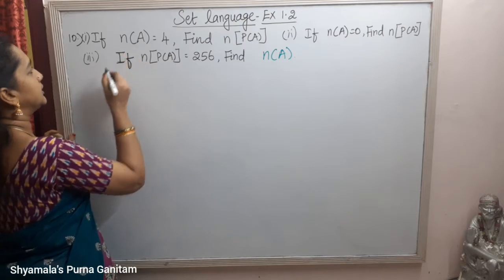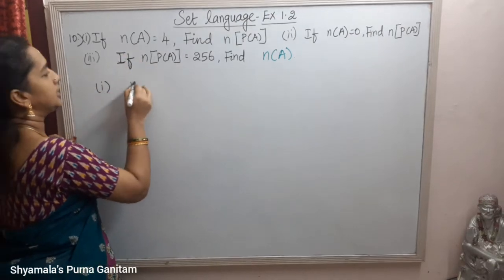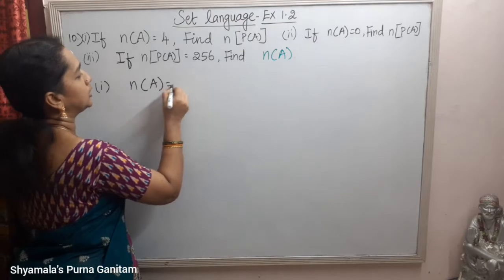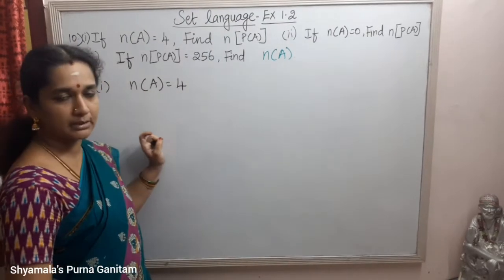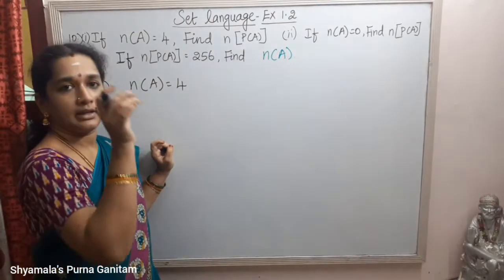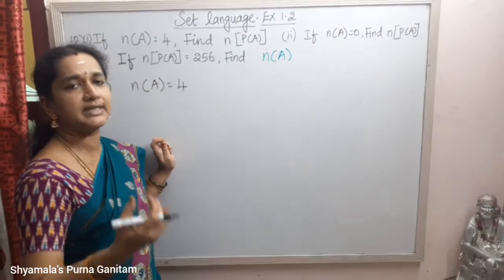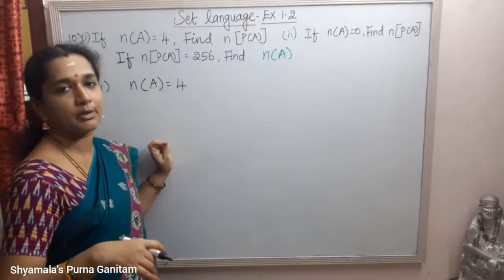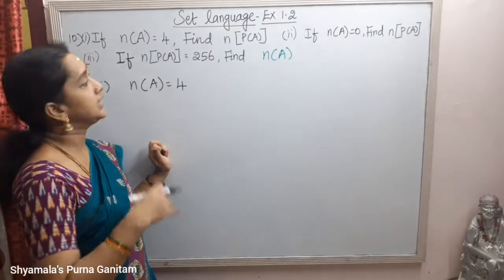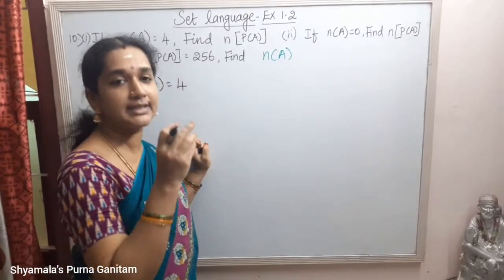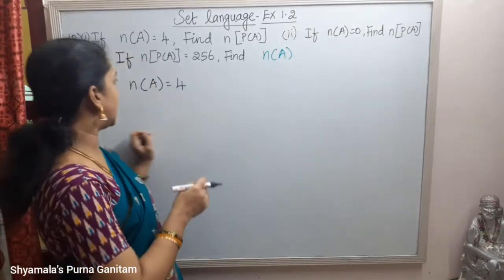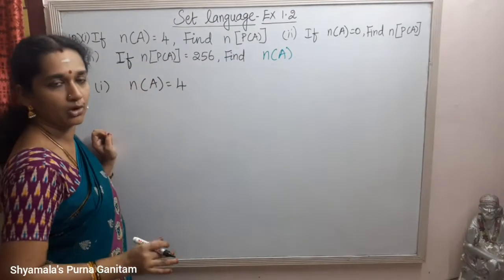The first sum is n of A is equal to 4. Similar to the previous sum, the number of elements in the set is given. You will be counting the number of elements, then you will find the number of proper sets. The number of elements in that set you will find. So here n of A is given already.